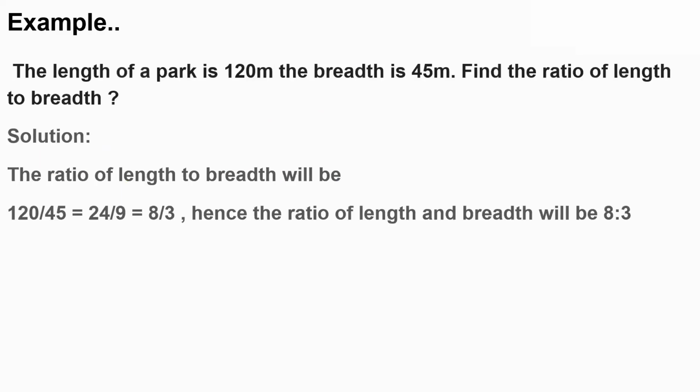Okay, so let's do one example. The length of a park is 120 meter and breadth is 45 meter. What is the ratio of length to breadth? If you see, this is given as length and this is breadth. Both are in the same unit, meter and meter. It means I can do the direct comparison. 120, and this is the symbol to denote ratio, it is read as 'is to'.